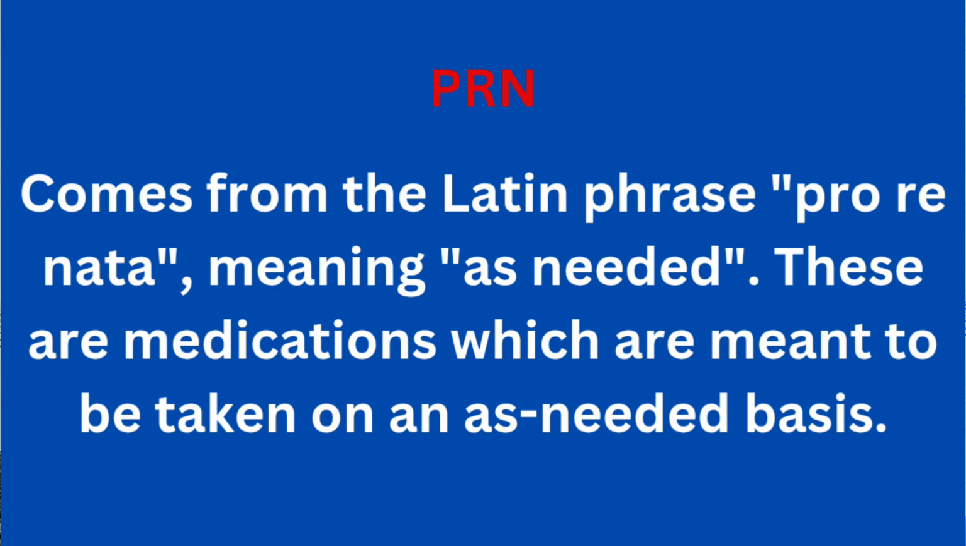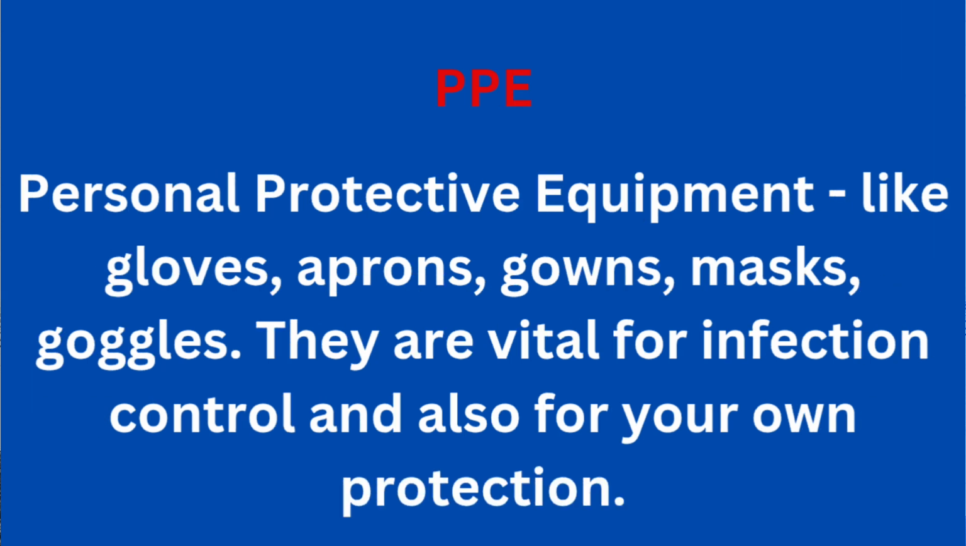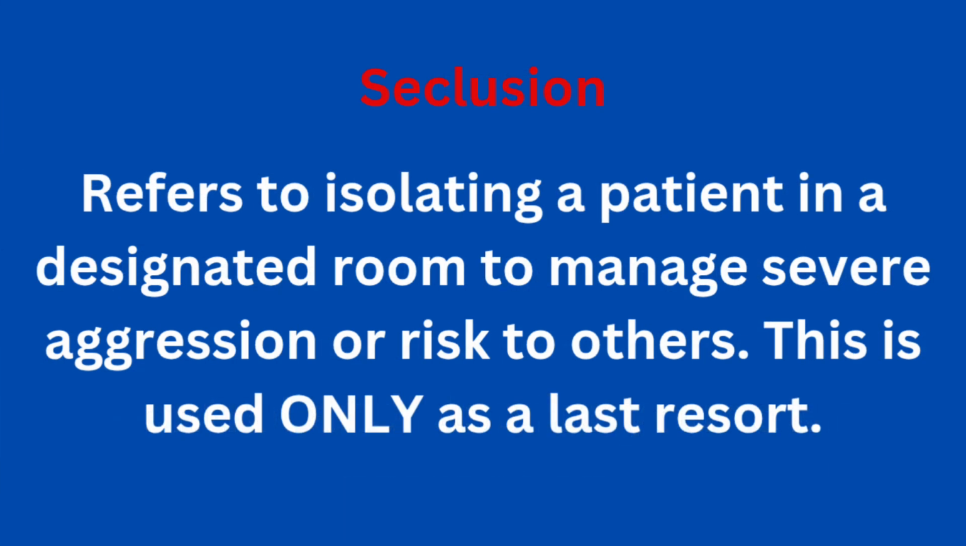The next word is PPE, personal protective equipment, like gloves, aprons, gowns, goggles, and masks. They are vital for infection control and for your own protection. The next word is seclusion. In mental health, seclusion refers to isolating a patient in a designated room to manage severe aggression or risk to others. This is used only as a last resort.